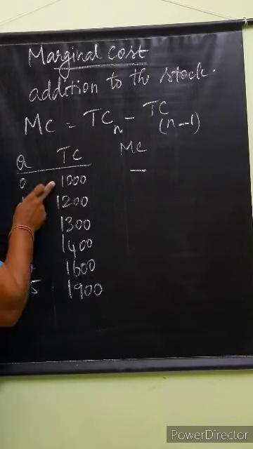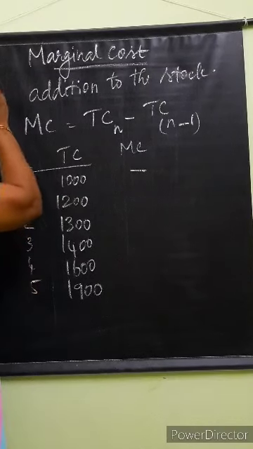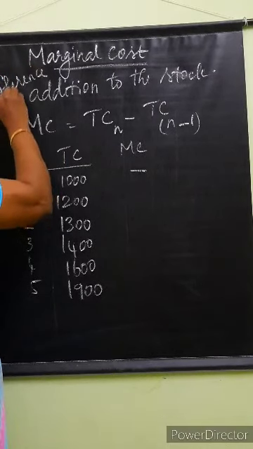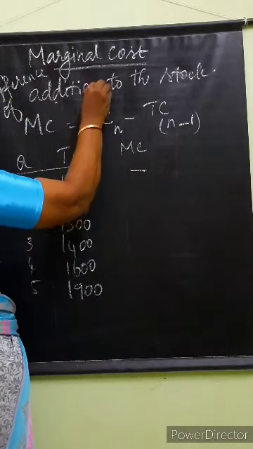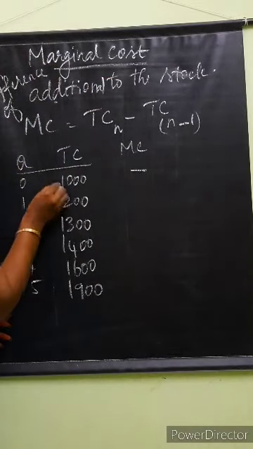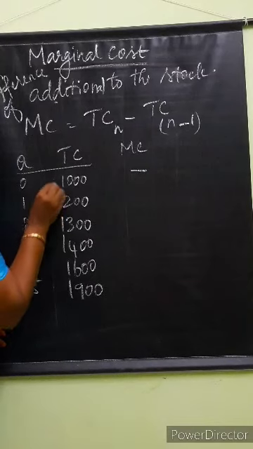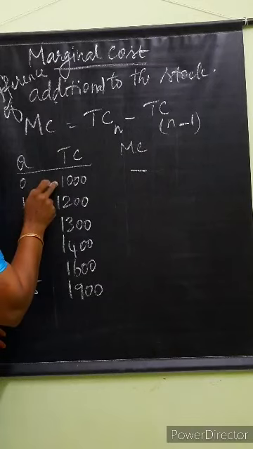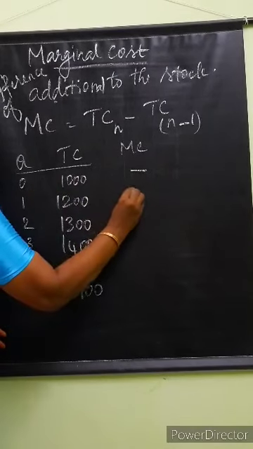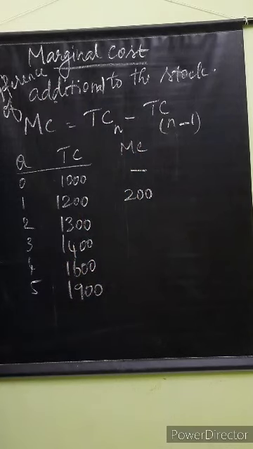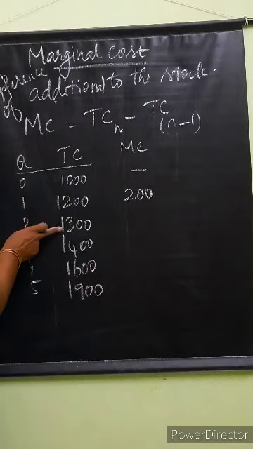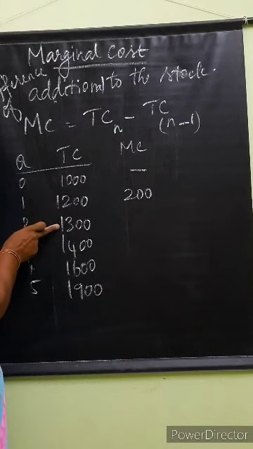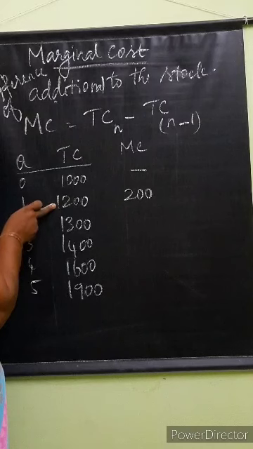So the difference of the additional to the stock is marginal. This is stock, this is additional. The difference between the additional and the stock, that is 1200 minus 1000, that is marginal cost. Here 1300 minus 1200. This is TC n, this is TC n minus 1.